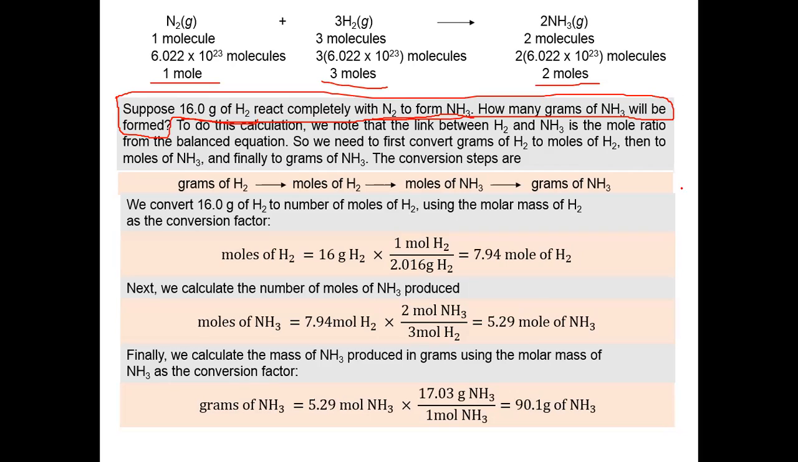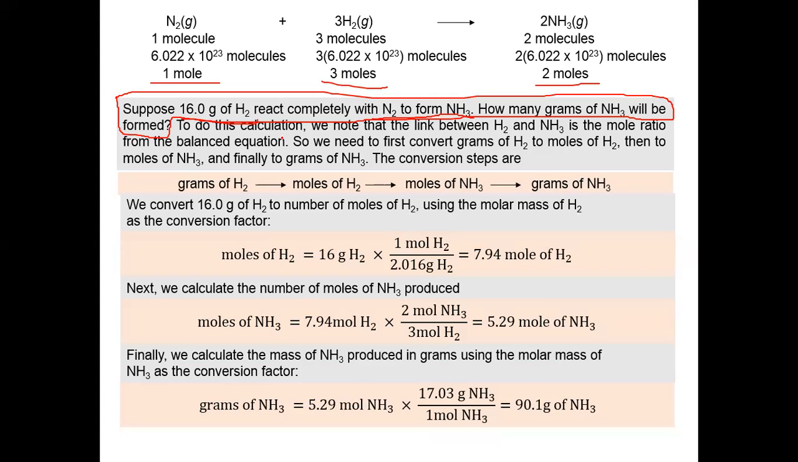Okay, so to do this calculation, we need to find how many grams of ammonia we can produce if initially we have 16 grams of hydrogen and it completely reacts with nitrogen. I don't know, let's see together. Let's just follow the flow.